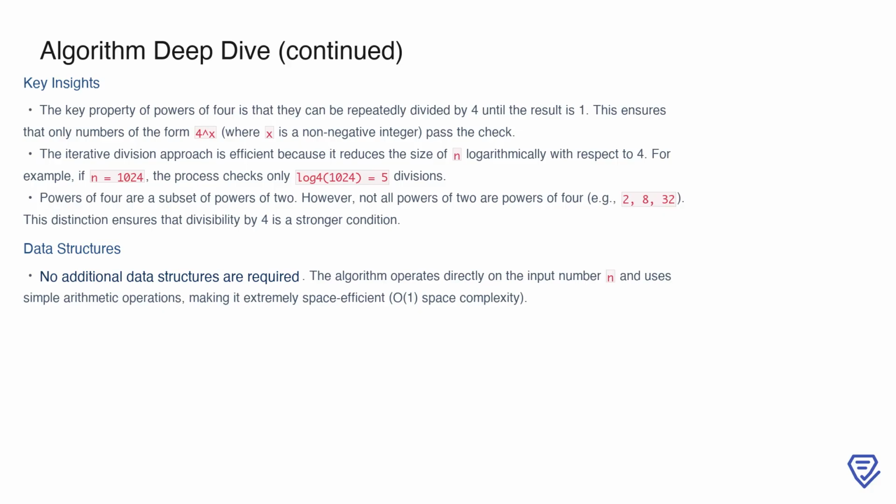It's worth noting that while all powers of 4 are also powers of 2, the reverse is not true. Numbers like 2, 8, or 32 are powers of 2 but fail the stricter condition of being divisible by 4 repeatedly. Additionally, this algorithm is highly space efficient as it doesn't require any additional data structures. It operates directly on the input number, using only basic arithmetic, which keeps the space complexity constant.